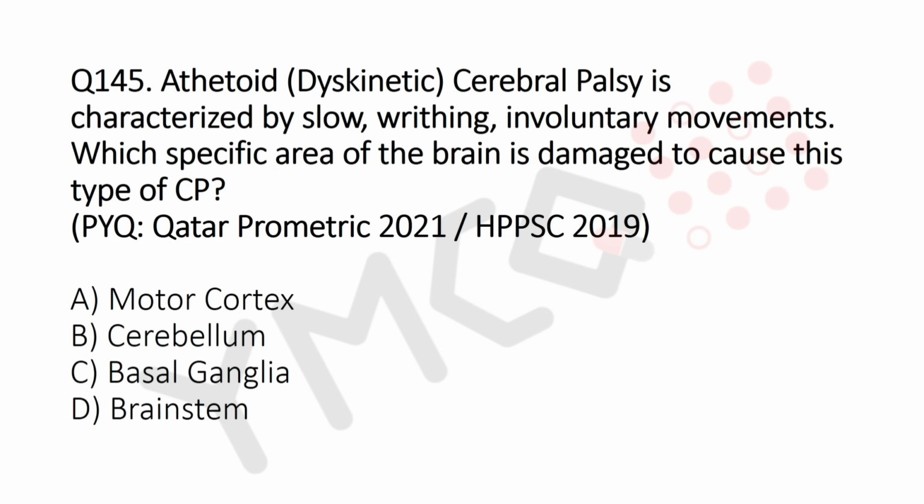And the answer is option C, basal ganglia. The basal ganglia act as the brain's volume control for movement. When it is damaged, movements become uncoordinated, slow and worm-like. Okay?